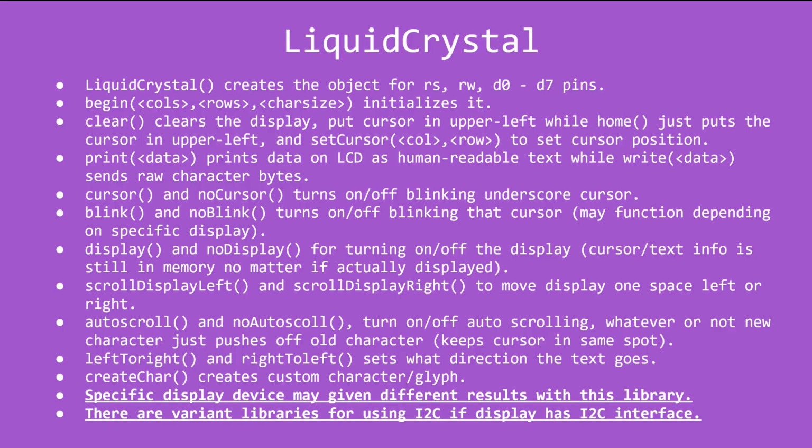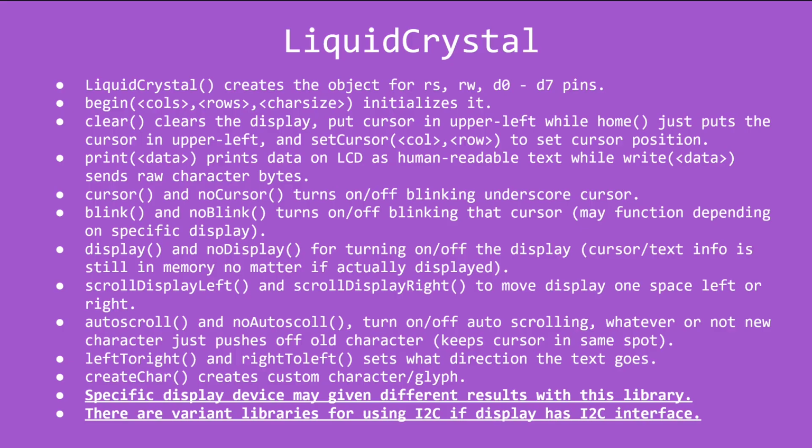Keep in mind some specific displays will work a little bit differently with all of this. You can turn on and off the display. Turning off the display does not clear it. The data is still there, it's just not visible. You can scroll the display left or right, move it a space. You can turn autoscrolling on or off. It really depends whether or not the cursor moves or not, essentially. You can do it left to right or right to left. You can even create custom characters or glyphs. Keep in mind, specific display devices may give you different results with this library.